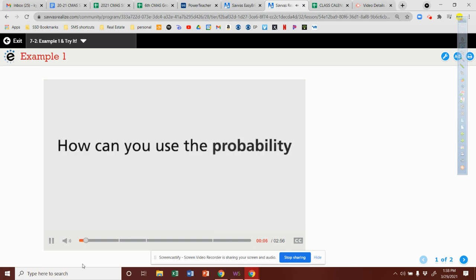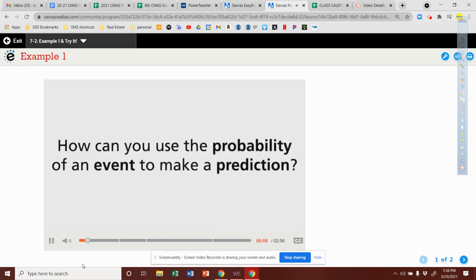How can you use the probability of an event to make a prediction? Think about this question during the lesson.